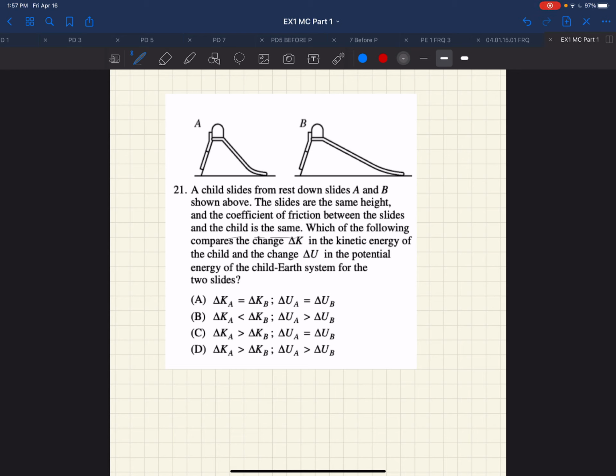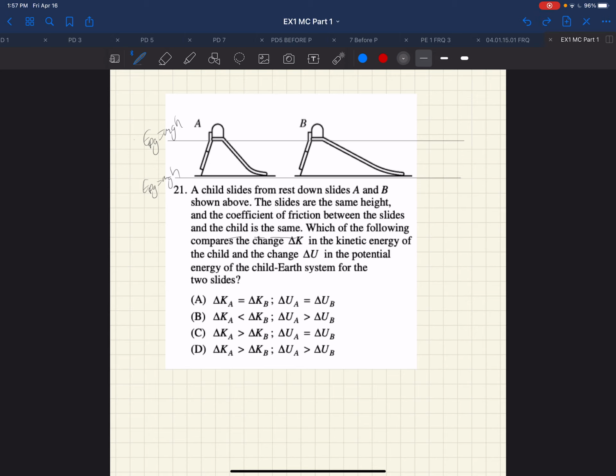In this question, we have a child who takes these two slides down them, so the same child, and the two slides are the same height. And so we have gravitational potential energy, which is mgh, and the same thing down here, for both cases.